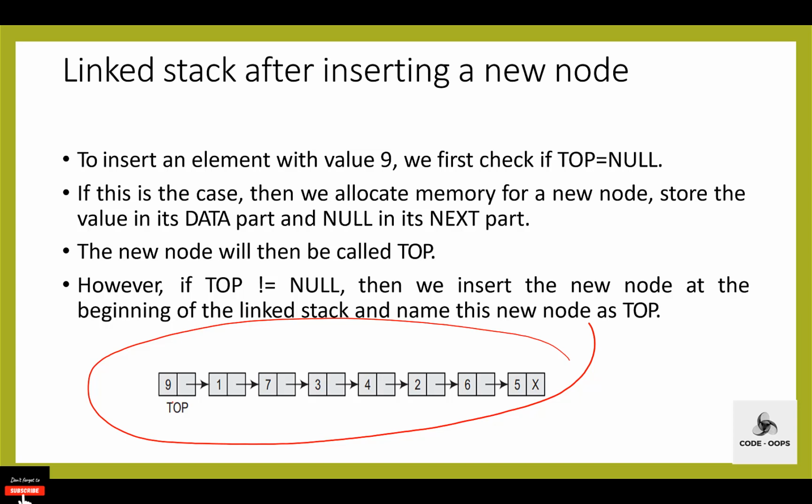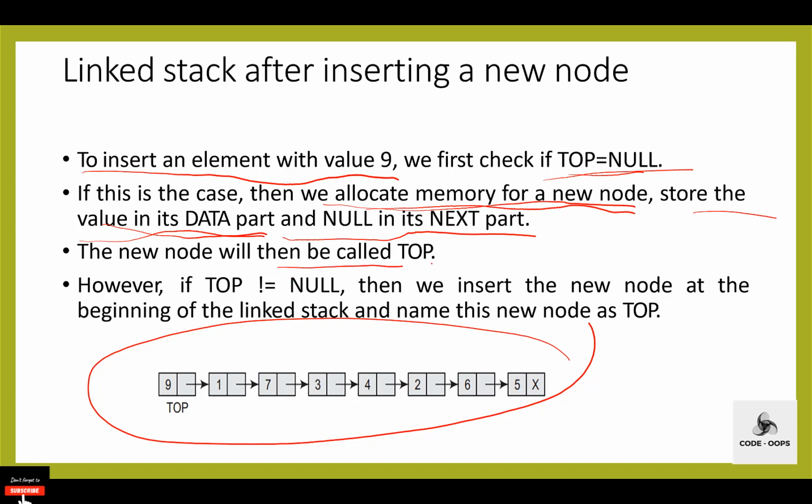To insert an element with value 9, we first check if top is equal to null. If top is equal to null, it means there is no element in this stack. If this is the case, then we allocate the memory for a new node and store the value in its data part and null in its next part. The new node will then be called the top of the stack. If top is not equal to null, then we insert the new node at the beginning of the link stack and name this node as top.